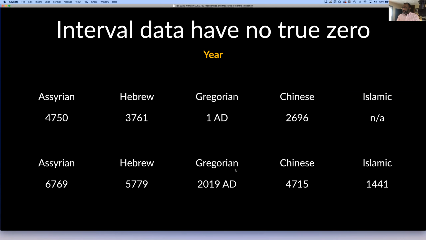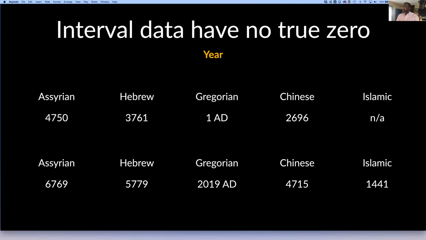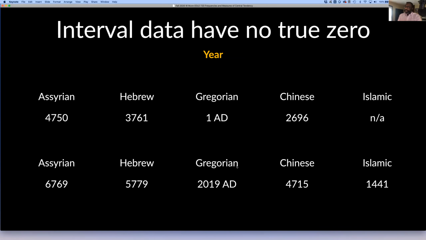Another example: when we hit the year 1 in the Gregorian AD calendar, it was the year 4750 in the Syrian calendar, 3761 in Hebrew, 2696 in Chinese, and the Islamic calendar hadn't even been created. When I re-upped this slide in 2019, the Islamic calendar was 1441, Chinese 4715. So we see that there's no real true 0 here. They're all arbitrary across these examples.